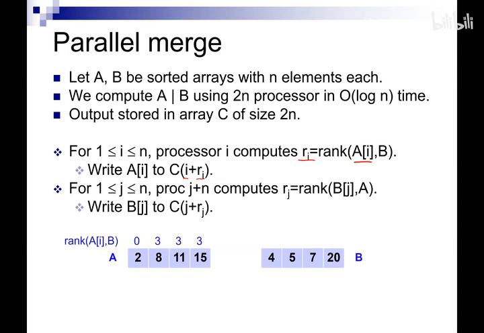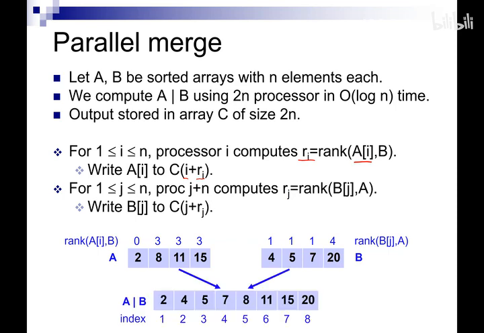Okay, so as an example of this, if you compute the ranks of all of these values in B, then these are the ranks over here. And these are the ranks of these values in A. Now the positions that these should go into: for example, this one has an index in A of 0, and it has a rank of 0, so therefore it goes into index 0.